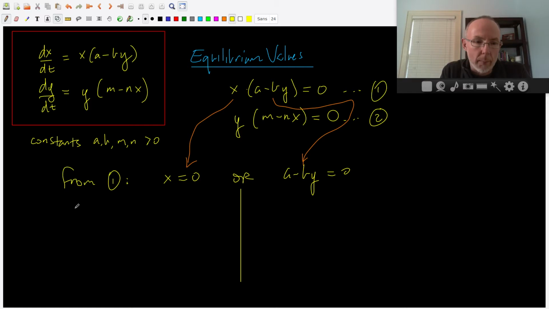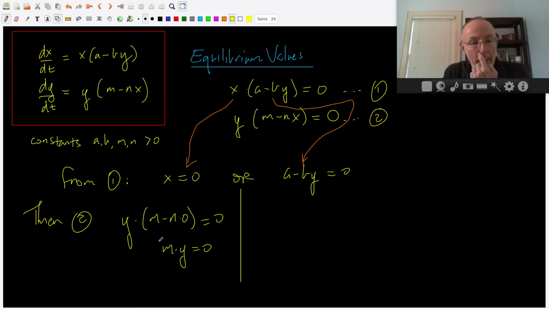The first one tells us that x must be 0, and then equation 2 tells us that, with x being 0, we've got m minus n times 0 is equal to 0, and that's m times y is equal to 0, and m is a positive constant greater than 0, so I see there that y must be 0.